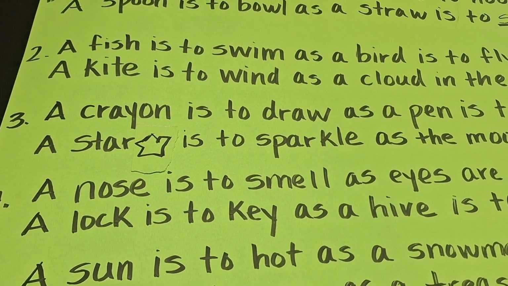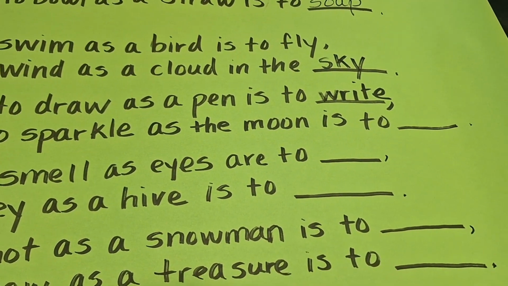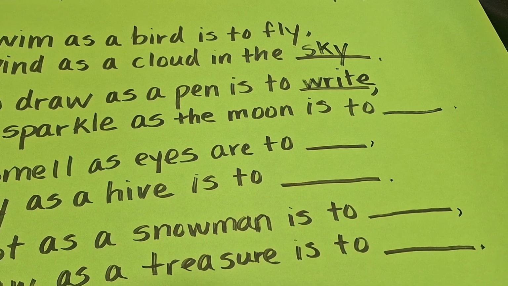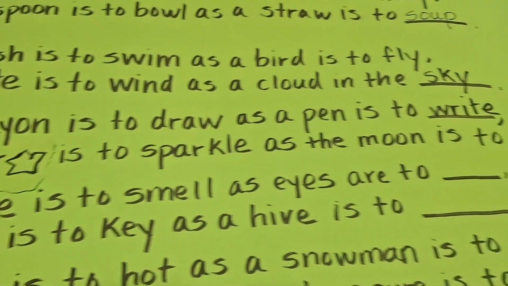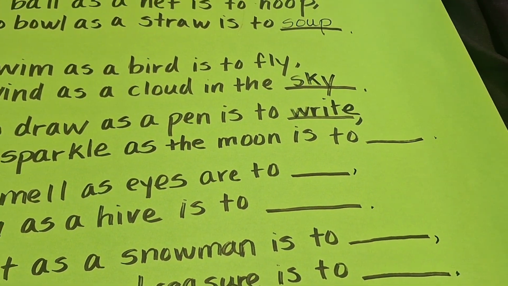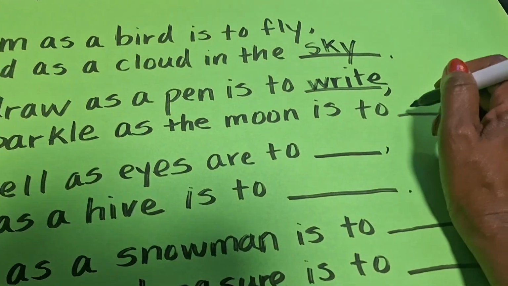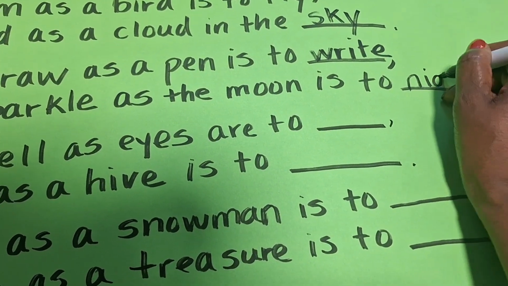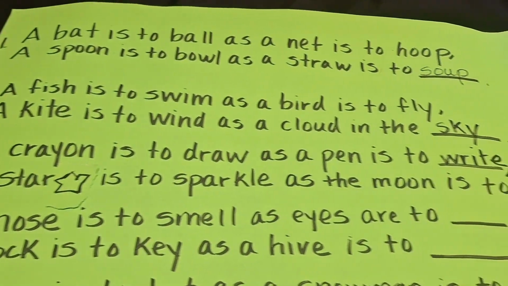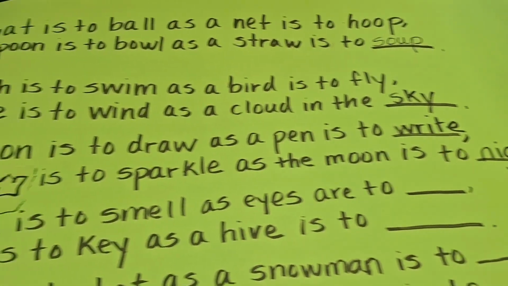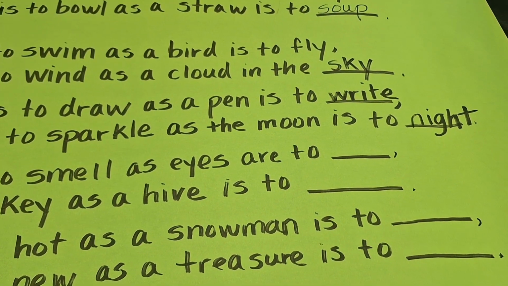Look at the second pair. A star is to sparkle as the moon is to what? Rhymes with right. A star sparkles and the moon is lit in the sky at what time? What time of day? Rhymes with right. Night. There you go. N-I-G-H-T. All right? A crayon is to draw as a pen is to write. A star is to sparkle as the moon is to night. Excellent.